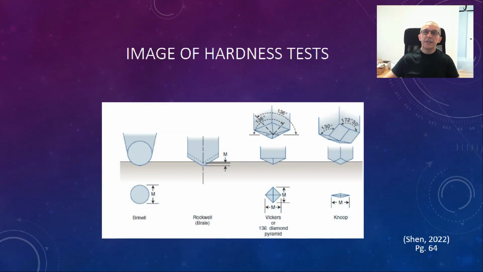So just to recap, these are the hardness tests, and these are the shapes that are used with the hardness tests. You have the Brinell with the rounded shape. We have the Rockwell with a thin diamond shape, I mean a cone shape. So we have the Vickers hardness, which is a square diamond, and we have the Knoop hardness, which is a stretched diamond shape.